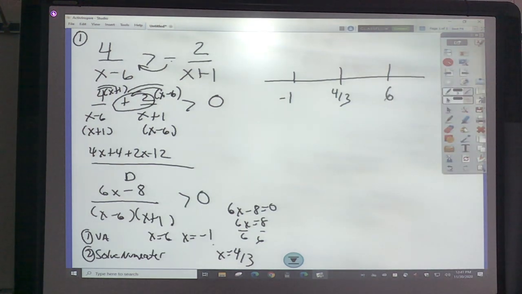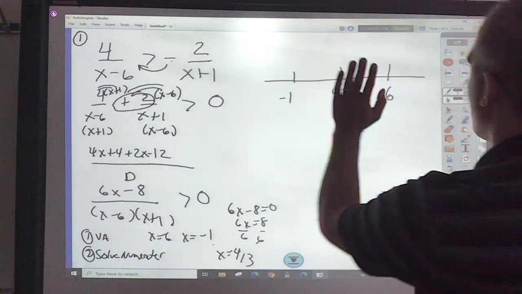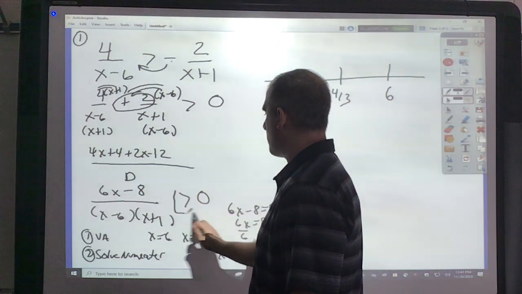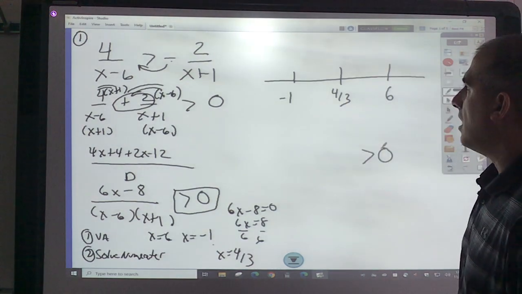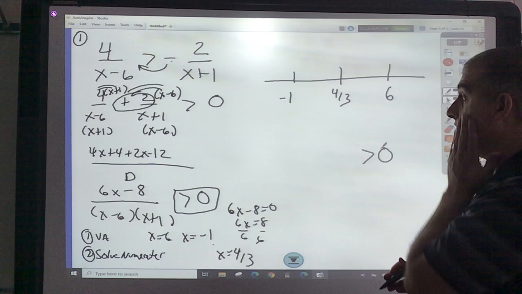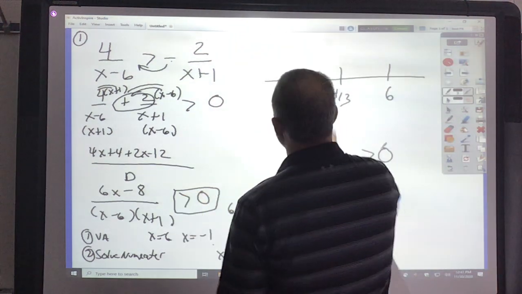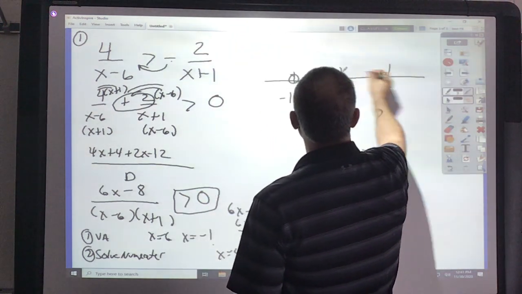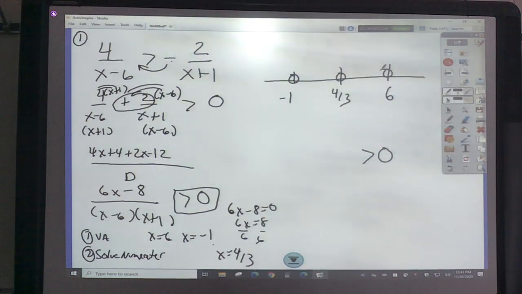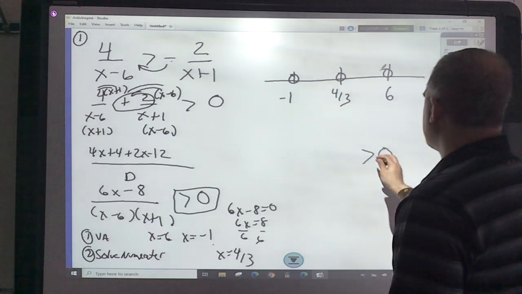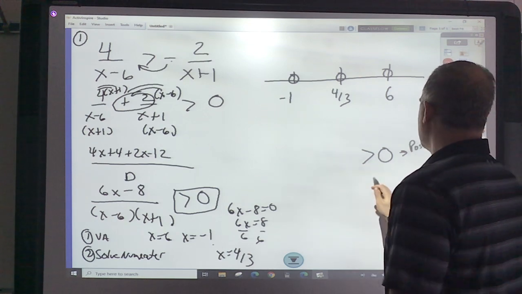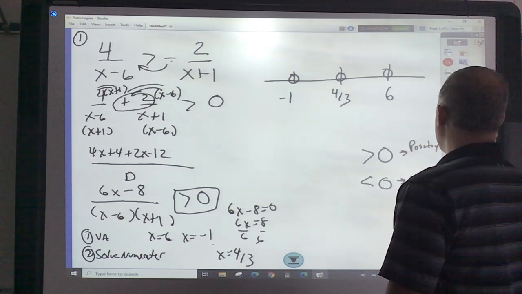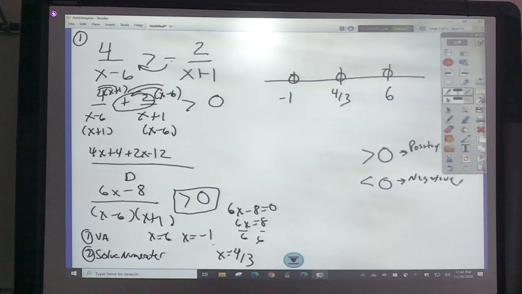Now I want to test to see where this is going to be greater than or equal to 0. First of all, labeling this: if I've got the less than sign without the line underneath it, we'll have the open circle. Greater than 0 means we want a positive number. Less than 0 would mean we want a negative number. Just a little idea.